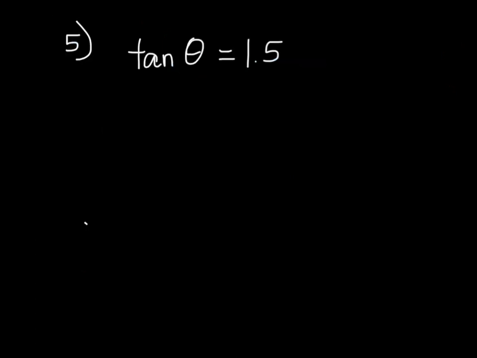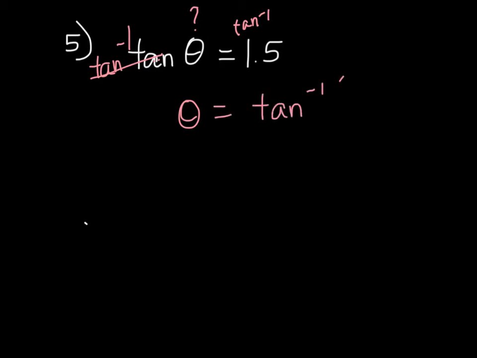Problem number 5, we have to solve for theta. We want to know what that angle is. To do that, we have to get rid of this tangent. We do that by inverse tangenting it. It's not even a verb. You take the inverse tangent of each side, and we will type it in the calculator. You type in second tan so that shows up on your calculator. Put in the 1.5, and it will tell you it's about 56.3 degrees.